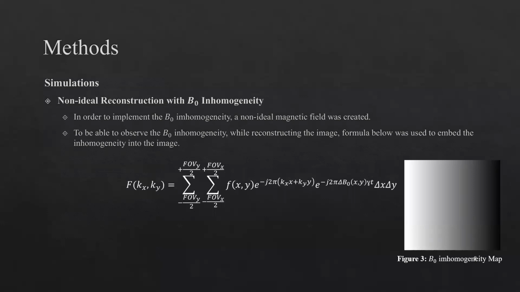In this part, a non-ideal magnetic field matrix that decreases in the x direction was created to simulate the non-ideal behavior of the inhomogeneous magnetic field. You can see the created matrix in figure 3. After the implementation of the non-ideal B0 matrix, the image was reconstructed with B0 inhomogeneity. In this part, similar steps to the ideal reconstruction were followed. The formula for implementing non-ideal reconstruction with B0 inhomogeneity can be seen below.